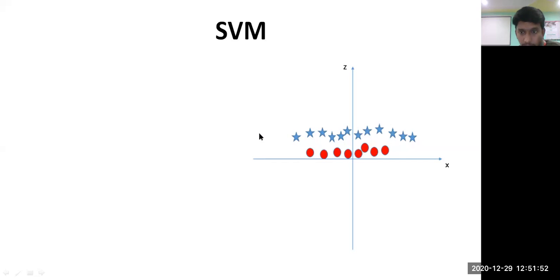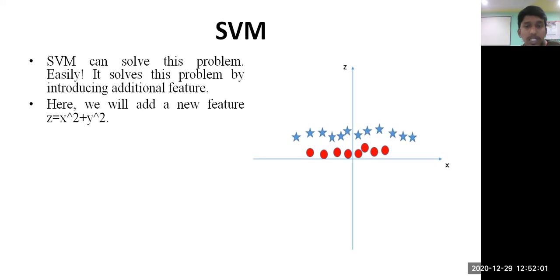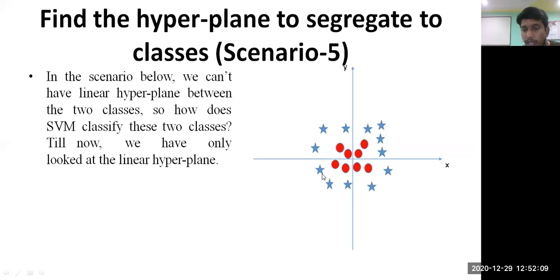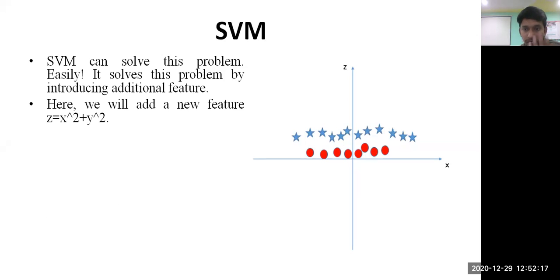So what do you mean by this, sir? Okay, that is your question, right? SVM can solve this problem easily. It solves this problem by introducing an additional feature. That is, we are going to square that formula. So here you can see some points are below the negative margin, right? Some are positive, some are negative. If I apply squaring, then I can get this type of data.